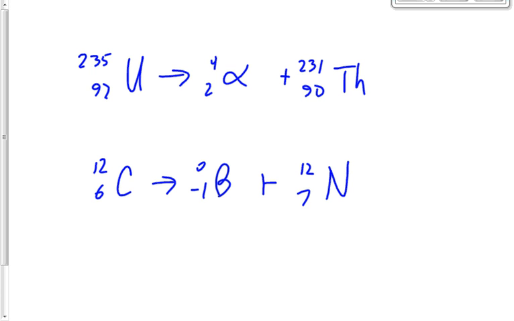Anything else produced there? We could call that an electron if we wanted to. So instead of calling it 0, minus 1 beta, 0, minus 1 electron, but that's not something else. Is there anything else produced there? Good. Plus an anti-neutrino. If this was beta plus decay, it would not be an anti-neutrino. It would be a neutrino, right?